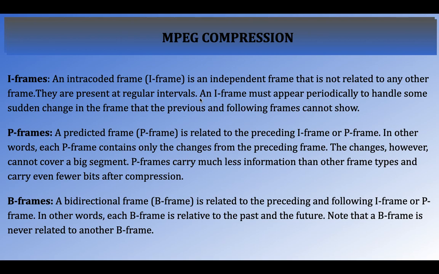Moving to B-frames. A B-frame is also known as a bidirectional frame. Note that a B-frame is never related to another B-frame. They are not related at all. A bidirectional frame is related to the preceding and following I-frame or P-frame. In other words, each B-frame is related to the past and the future.